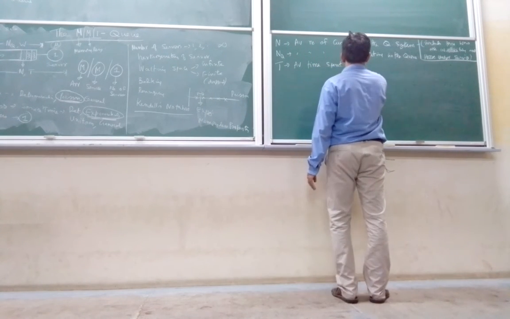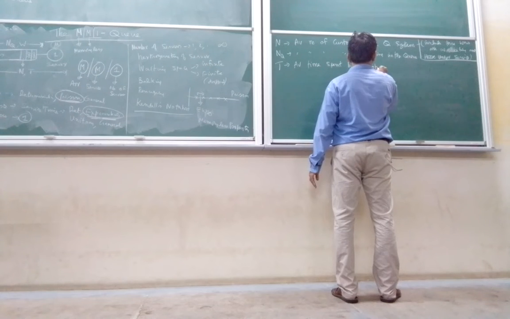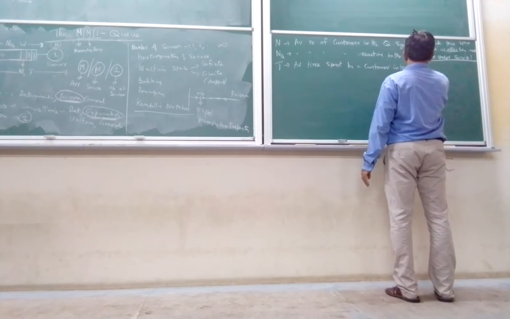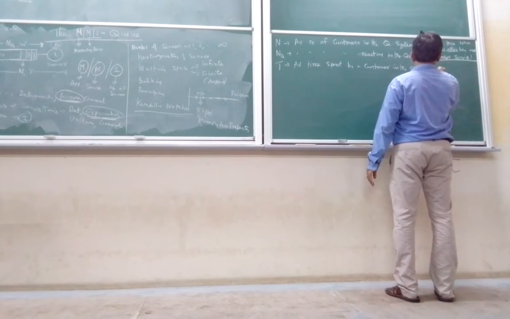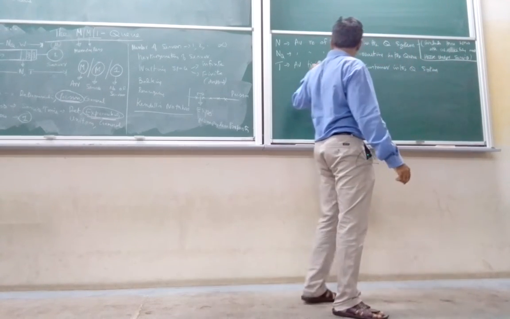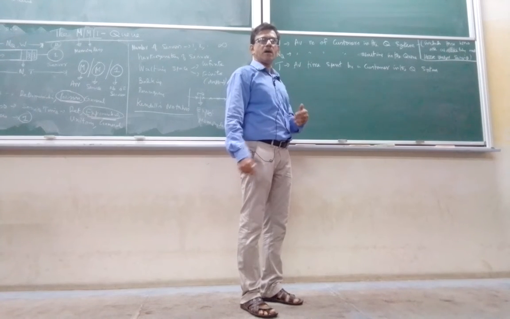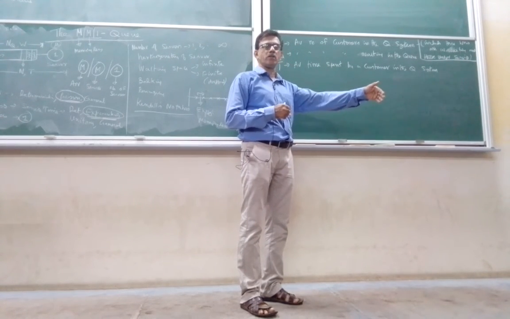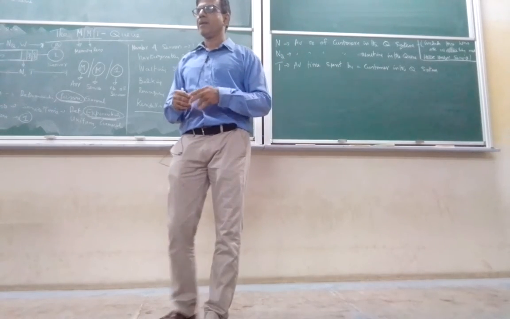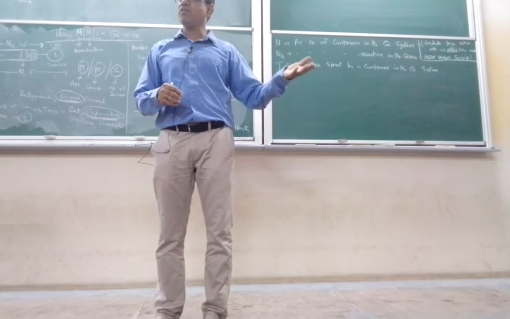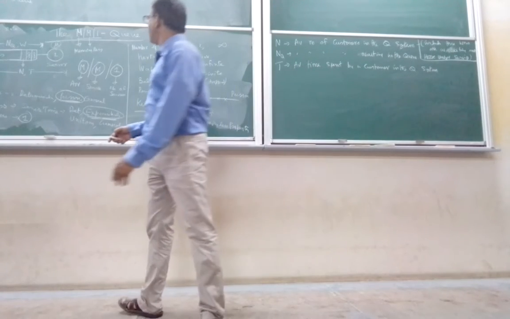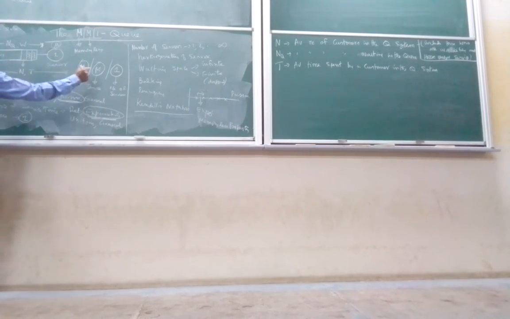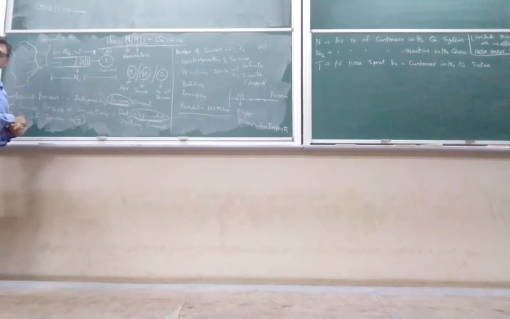T is the average time spent by a customer in the queuing system. That is, on arrival, the customer has to wait and join at the end of the queue if it is first come first served, and then progress towards the server, and then get the service and then leave. From the time of arrival to the time of completion, that is what we call T.